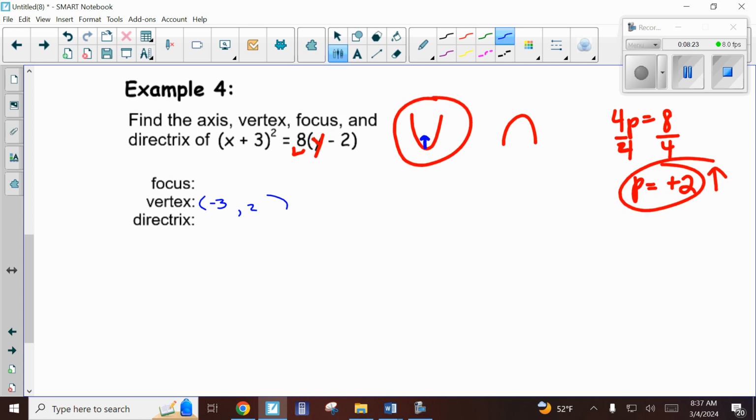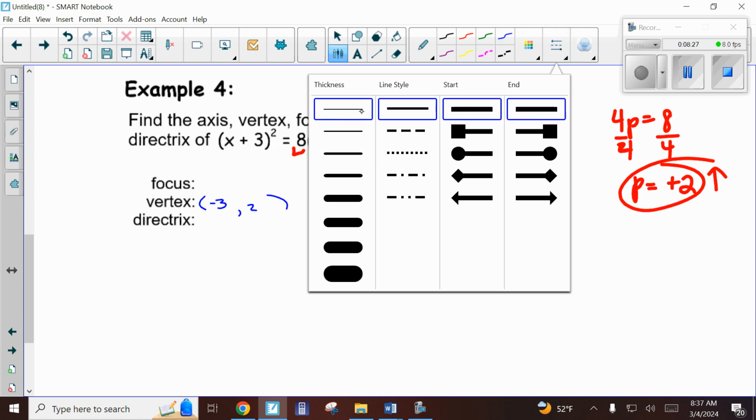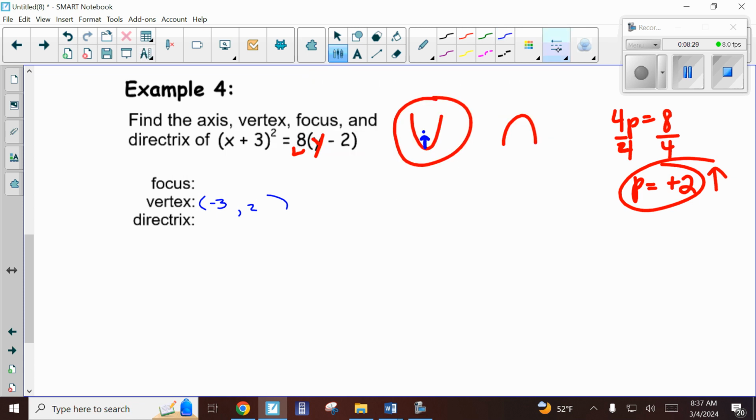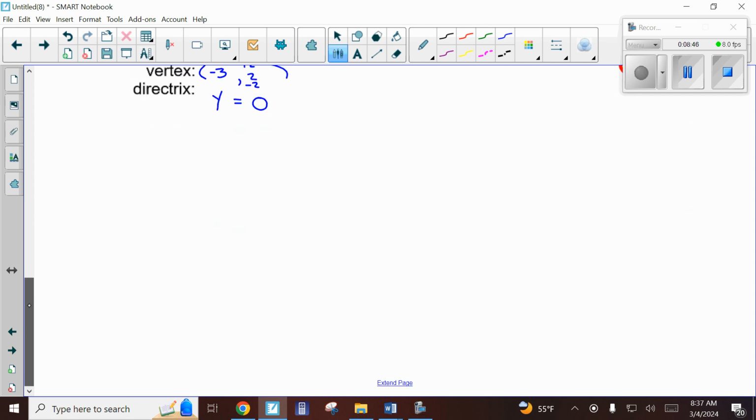So the focus point would be inside the 2 arms. Because I'm going up, that means I have to play with the y values. So I'm going to have to add 2 to go up. So that's going to make this 4 with an x value of -3. And then to go in the opposite direction, I would subtract 2. So I would put us at 0. And because we're messing with the y, it's going to be y equals 0.